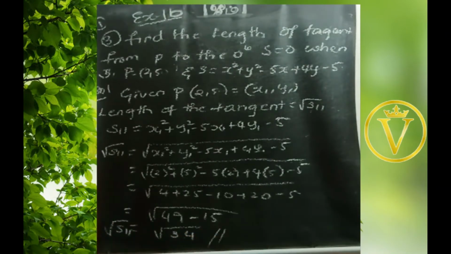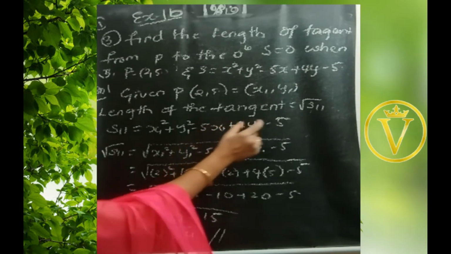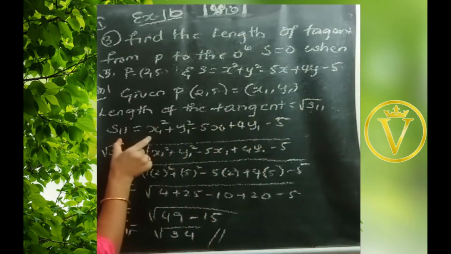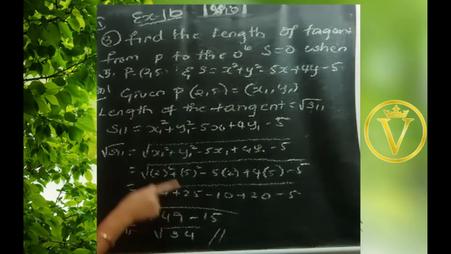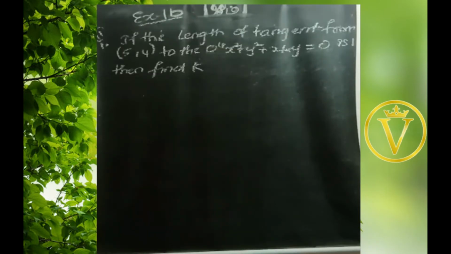That's it. Very simple. So if they asked the length of the tangent, write this formula. First you have to find out the S11, make the expression with the root, and find out the answer by substituting the points x1 and y1 in the expression. That's it. Now we'll go for the another problem. So our next problem, that is the second Roman of first problem.